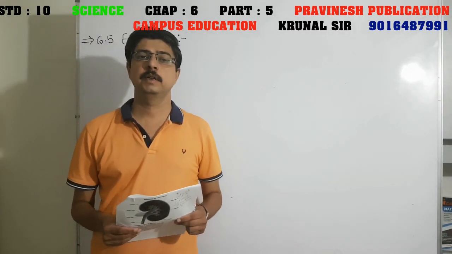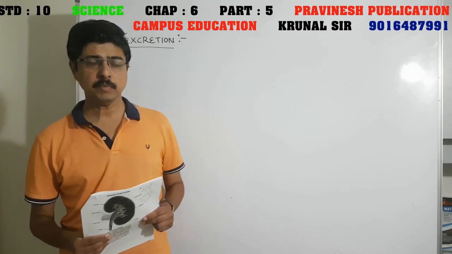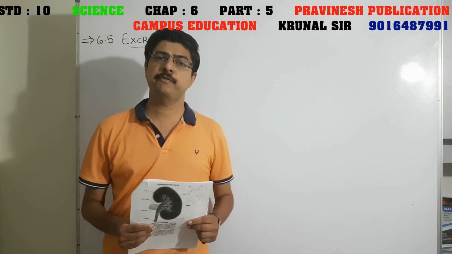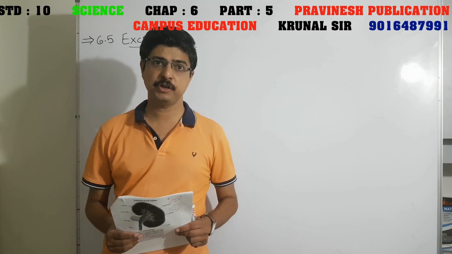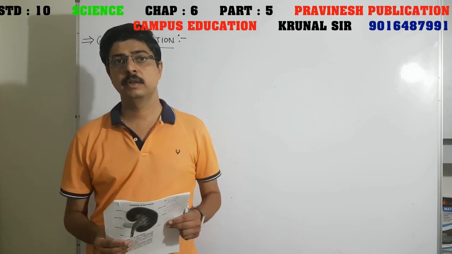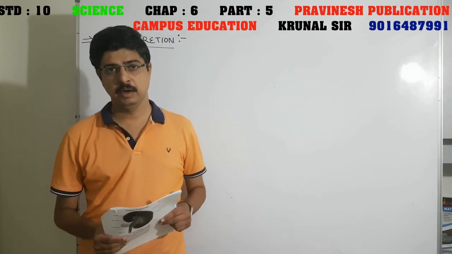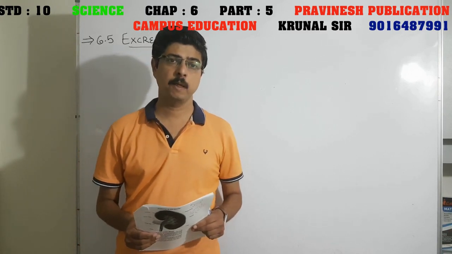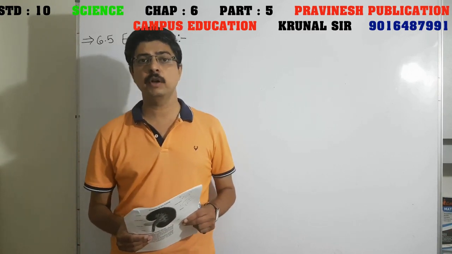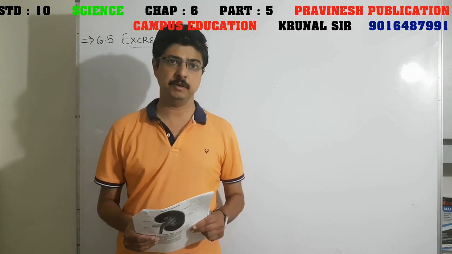Now friends, next topic is 6.5 excretion. Friends, we do different life processes like respiration, digestion, transportation. In these processes, so many waste products are created. That waste product must be removed from the body. The process of removal of this waste product from the body is known as excretion.